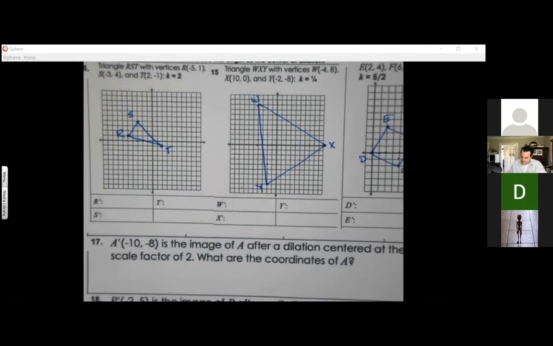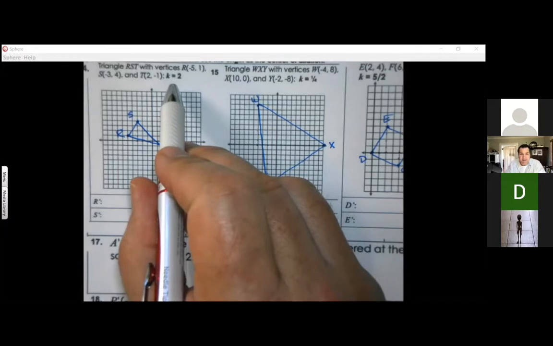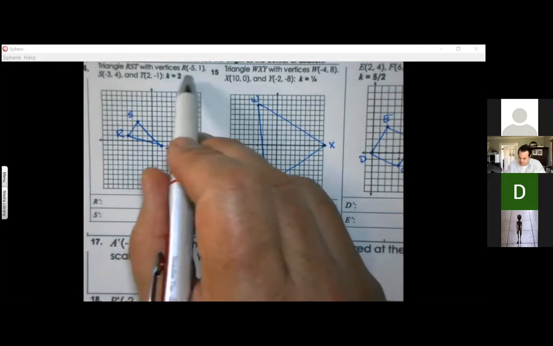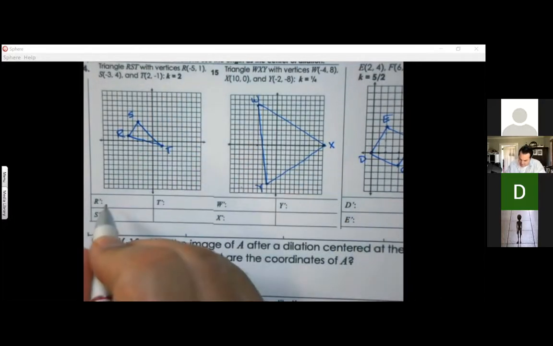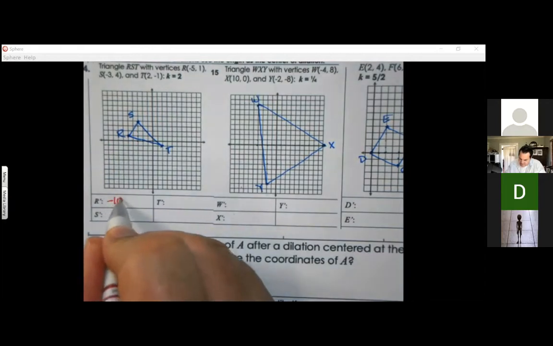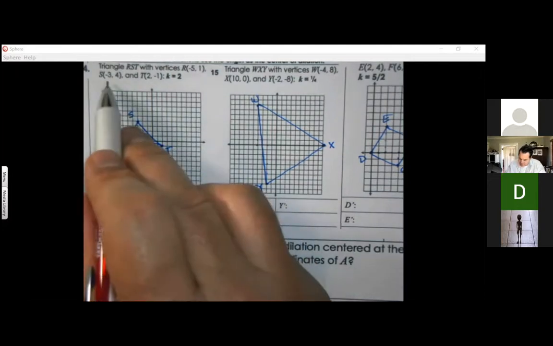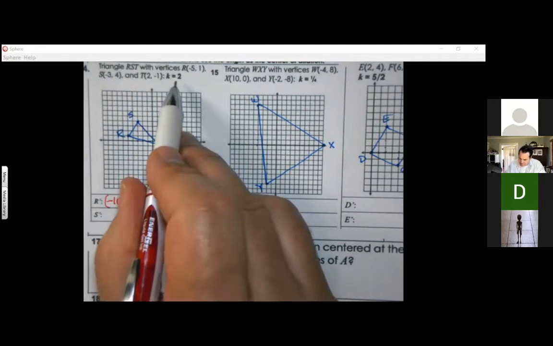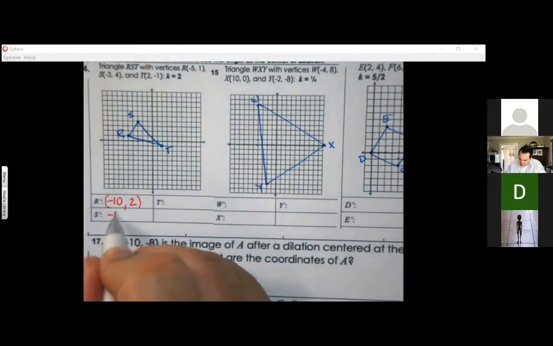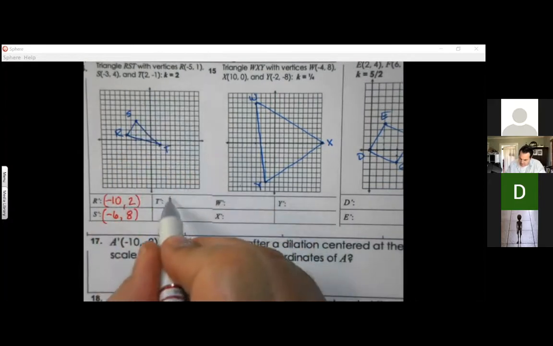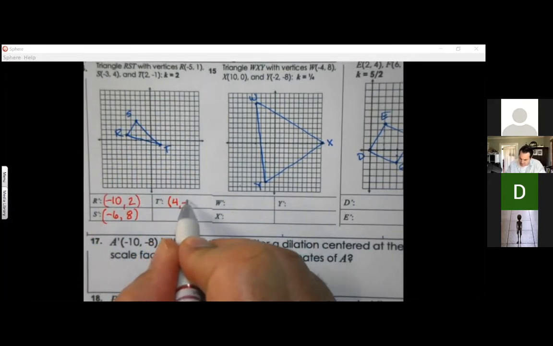So now let's apply the transformation. What we said with the dilation is you just multiply this K, scale factor, times all the components. So instead of negative 5, 1, we'd multiply it 2 times negative 5, so negative 10, and then instead of 1, it's going to be 2. For S, instead of a negative 3, 4, it's going to be times 2, so negative 6, comma 8. T is going to be 4, negative 2.